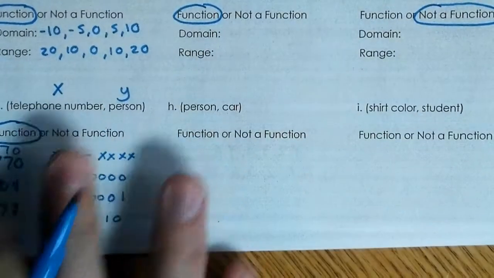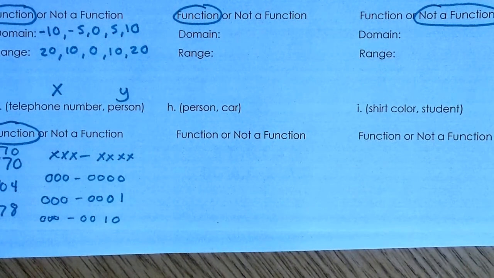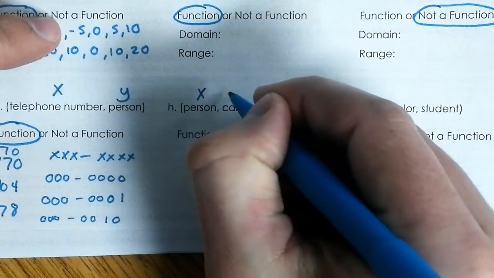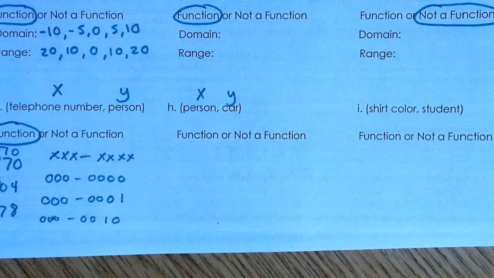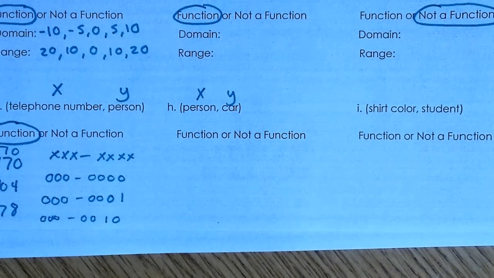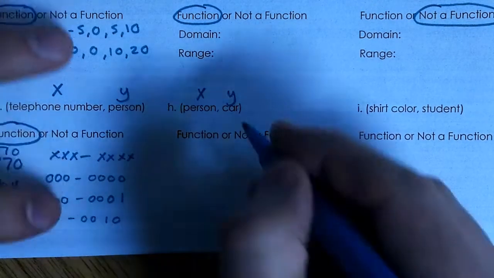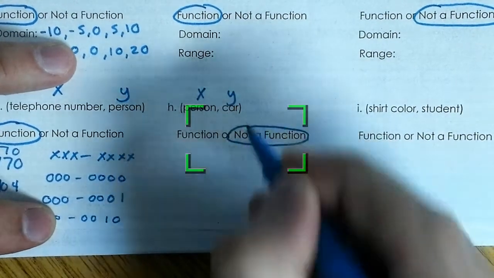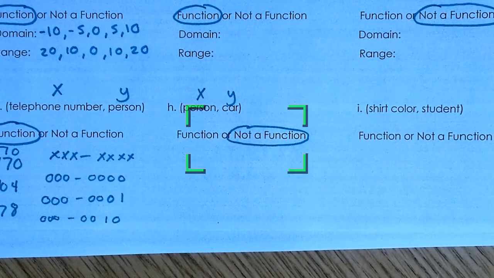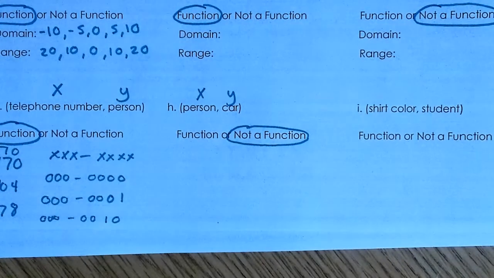All right, so the next one here, person and car. So when we think about this, this is our X, this is our Y. What do y'all think? Does every person have exactly one car? So, is it a function? It's not a function. Exactly right. Does every person have one car? No. Some people have 2 cars. You look at the rich, those professional athletes and actors and actresses, they have multiple cars, okay? So that is not a function.